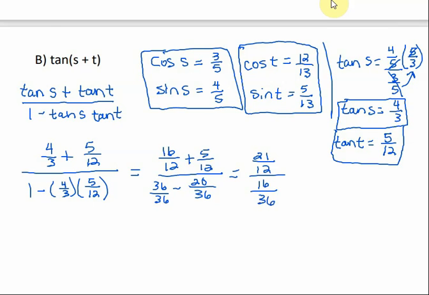And then I'm going to do just like I did earlier. I'm going to take the numerator, and we can't divide a fraction by a fraction, so we multiply by the reciprocal. So that would give me 21 over 12 times 36 over 16. All right. Well, 12 will go into 36 3 times. And so that gives me 63 over 16 for my solution.